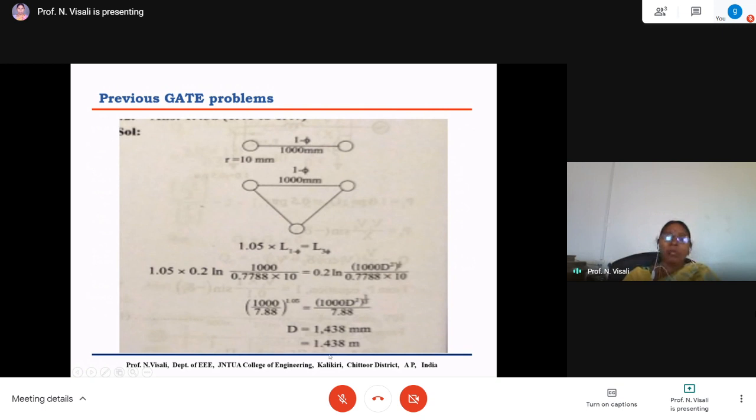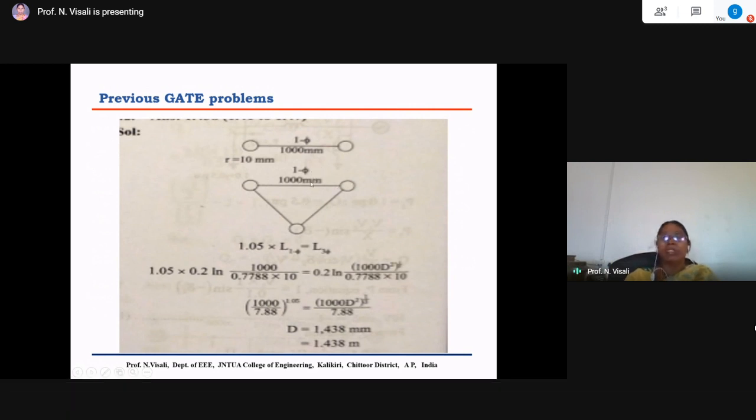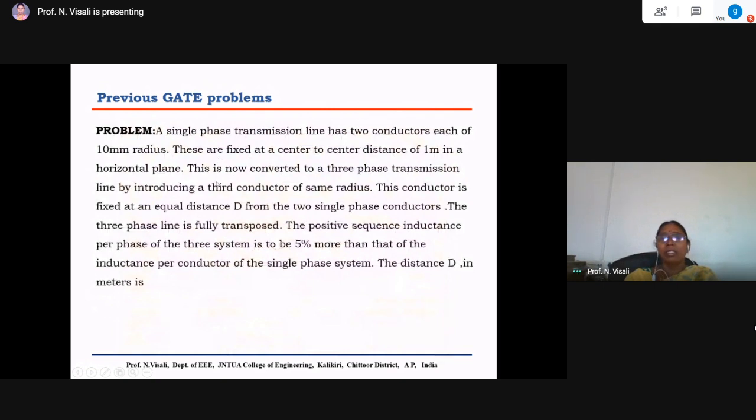The value becomes 1.438 meters. With these two conductors there may be some distance, but this to this and this to this is equal spacing, while this spacing is not exactly the same. So it is not an equilateral triangle. It is different, but it is a triangle in condition with spacing differently. Three conductors are here. You can see that the three-phase line is formed by introducing a third conductor.